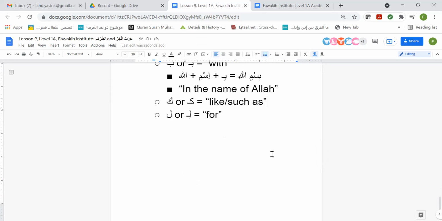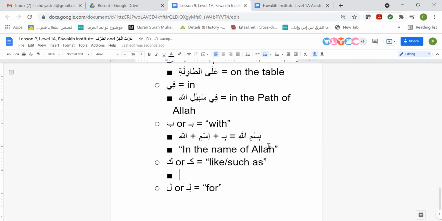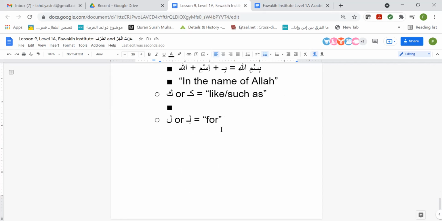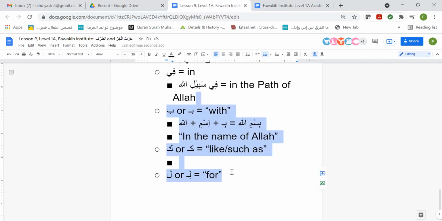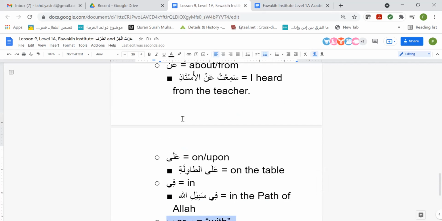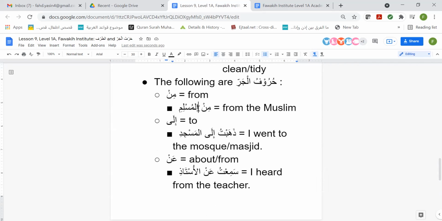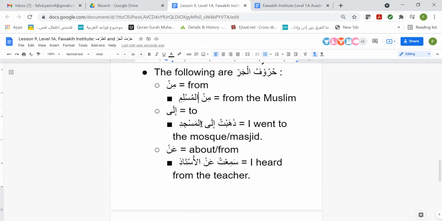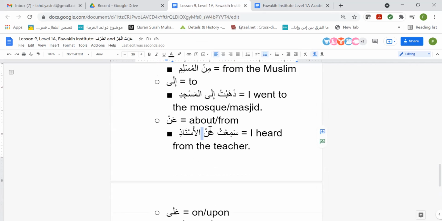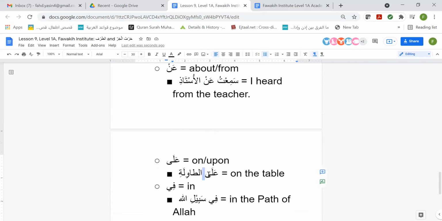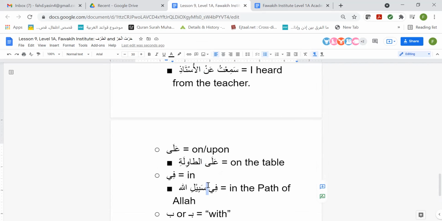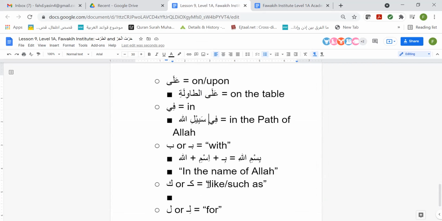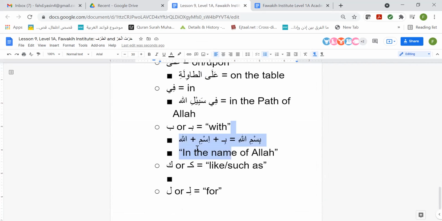Okay, so now I want to go through these last 2. I'm spending a lot of time because this is actually really critically important stuff that you will need to know. This word, this kaf, oh, by the way, these last 3, let me put it like this. These last 3 always have to be attached to something, okay? Notice that the first few, min is not attached to the word Muslim, right? Ila is not attached to the word masjid. It's separate. An is not attached to the word ustad. It's separate. Ala is not attached to the word tawila. It's separate. Fi is not attached to the word sabil. It's separate. But the last 3 are. The last 3 are always attached to the word.